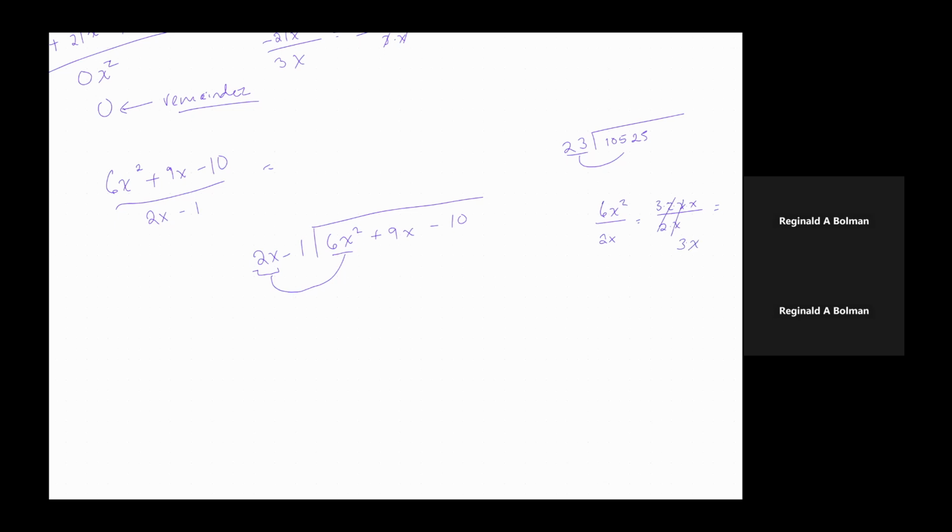So you could write 3x, which makes sense because 3 times 2 gives you 6, and x times x gives you x squared. So now we can go ahead and back multiply. But this time when we back multiply, we have to be very careful. We actually have to obey the distribution law. So we're going to multiply the 3x with the 2x, which gives us 6x squared, which is all well and good. But now we have to remember to multiply the 3x with the negative 1. We should have a negative 3x here.